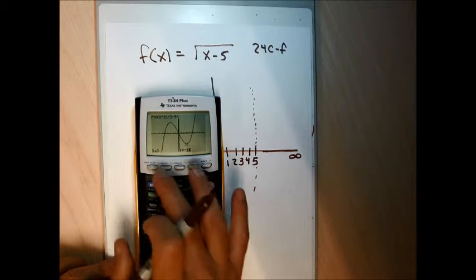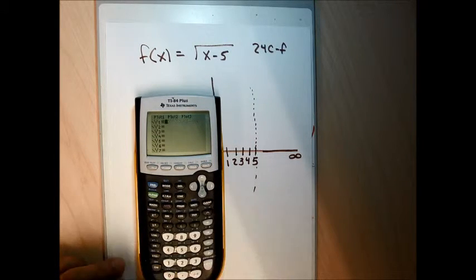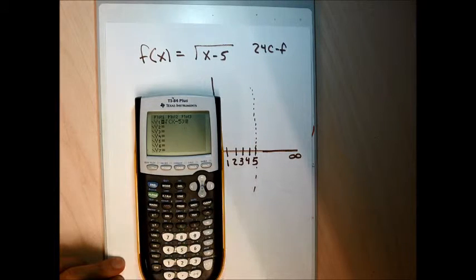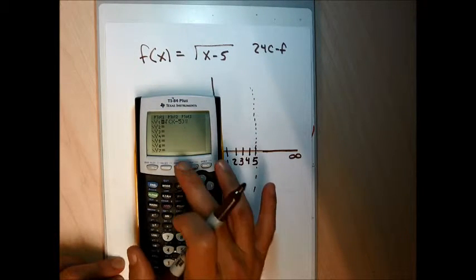Let me go ahead and do that right now. So I'm going to graph the function y equals, clear out the stuff that's in there, then second square root x minus 5. Let me just do a zoom standard.